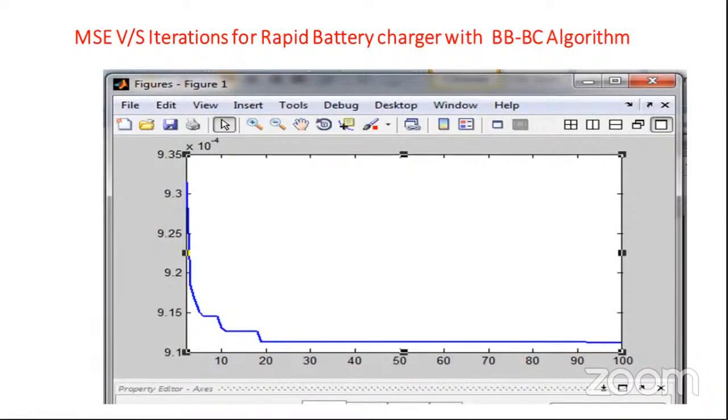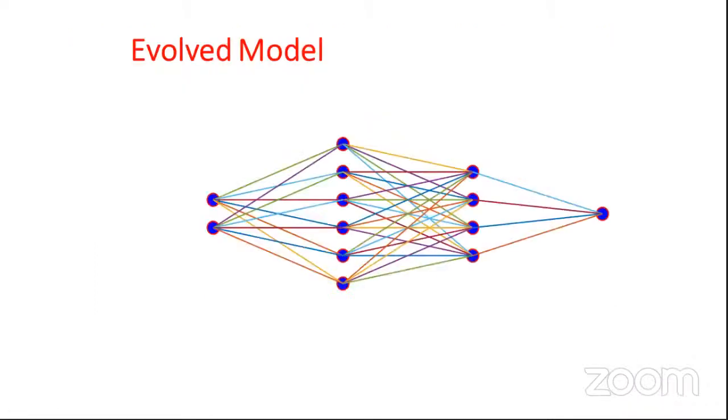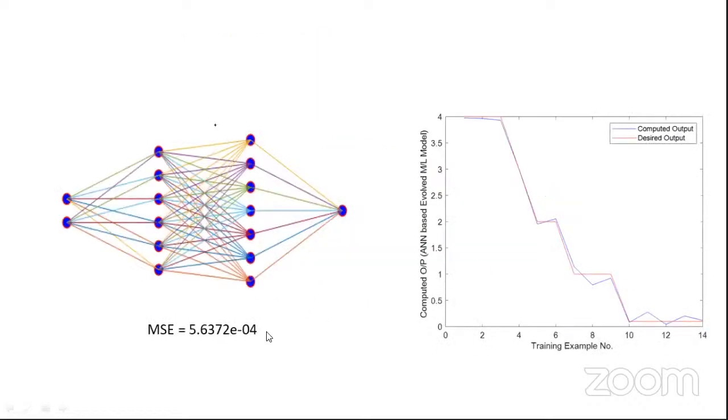When I executed my program, I observed here it has optimized the architecture within 20 iterations only. And here is one switch at the 92nd iteration. So it is optimizing the architecture iteration by iteration. This model was evolved by my program, right? In the first layer, it evolved that I needed 6 neurons. In the second layer, I needed 4 neurons. So by using this architecture, I got this MSE.